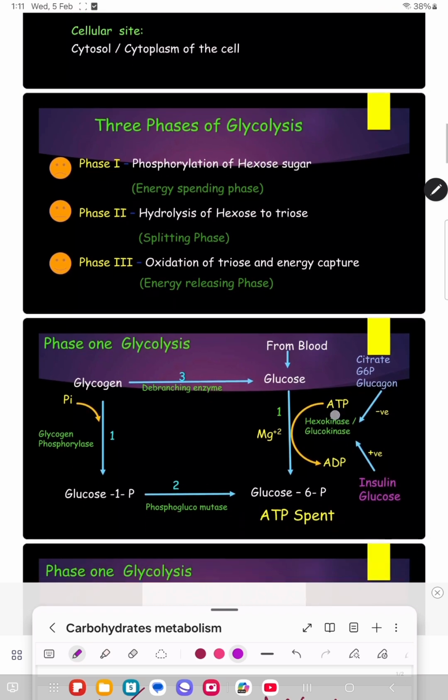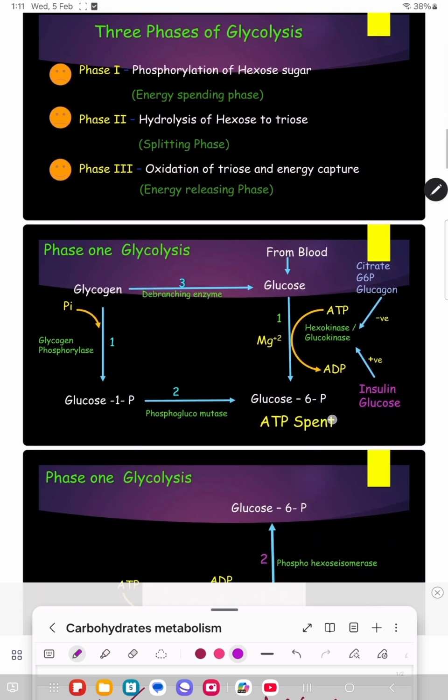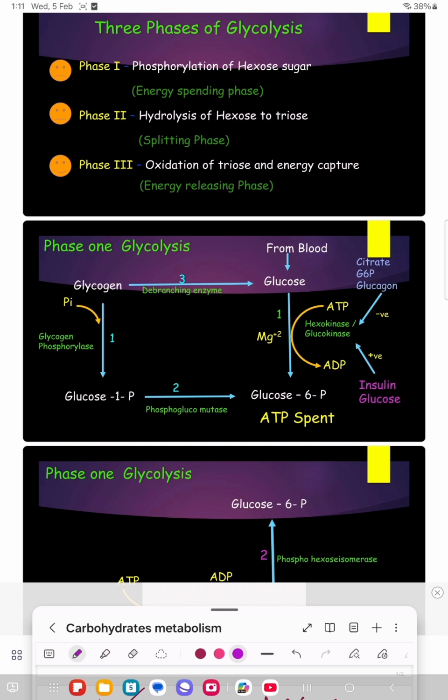Talking about phase 1 of glycolysis, as already discussed in my slide, glycogen will be converted into glucose. Glucose from blood is converted into glucose 6-phosphate. This is step number 1. With the help of magnesium ion and energy in the form of ATP, the glucose will be converted into glucose 6-phosphate. Here you can see 1 ATP is spent.